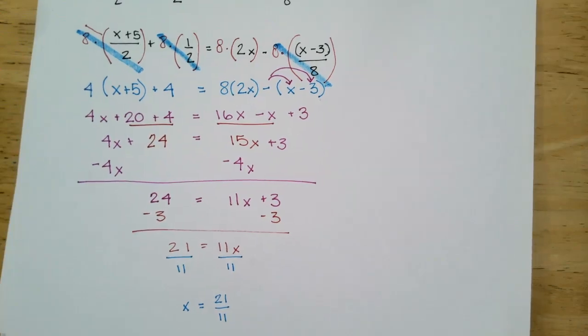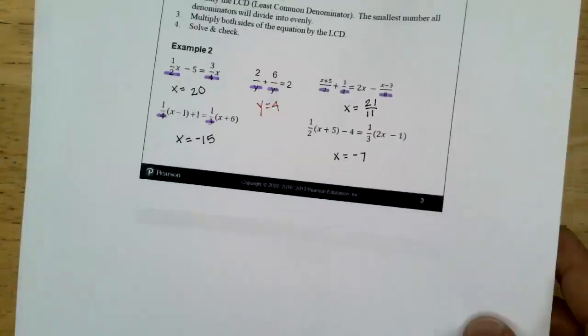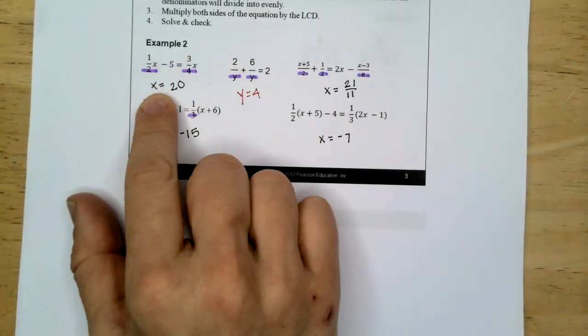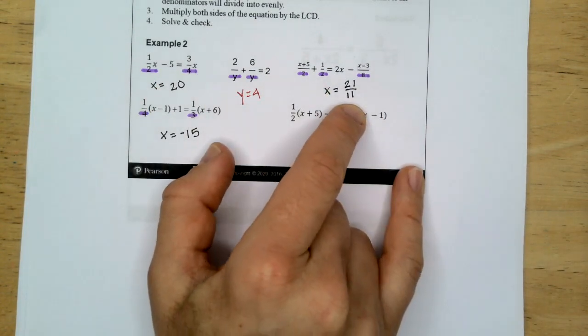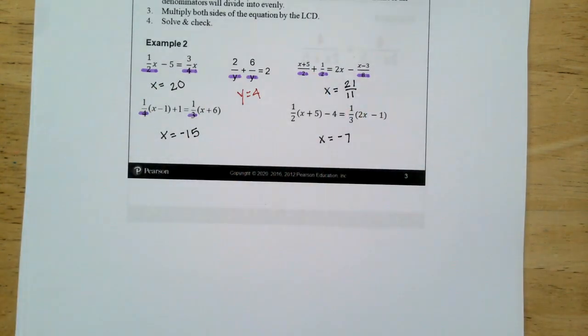The last two examples, we are asked to distribute a fraction first. I'm going to skip them because there are no distributing of fraction problems in my math lab. All right, so what we've got is that x equals 20 here, y equals 4 here, and x equals 21 over 11 here. Okay?